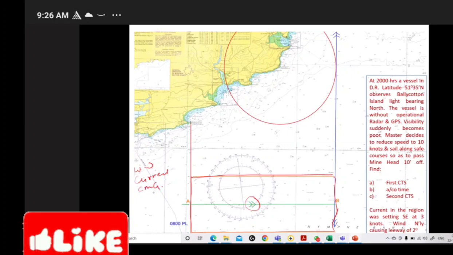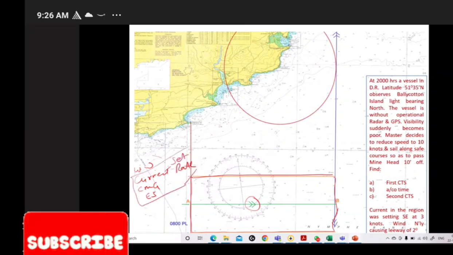You do not have any fix. You do not know in how much time you will make good this distance because you don't have SMG. But what you have is the ship's engine speed, right, guys? That gives you the speed. And for current you have the set and rate. These four complete the set of 4 elements required to complete the triangle. Yes or no?